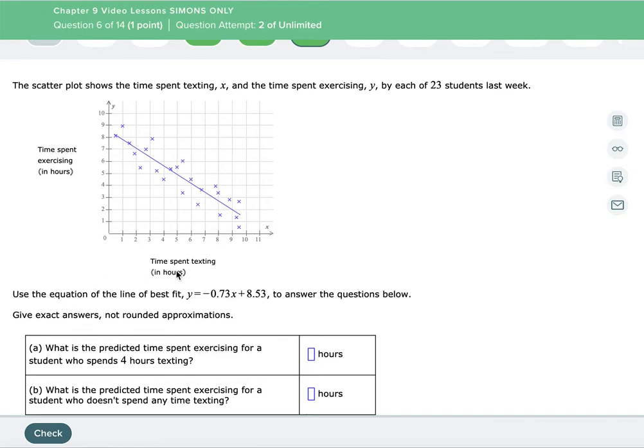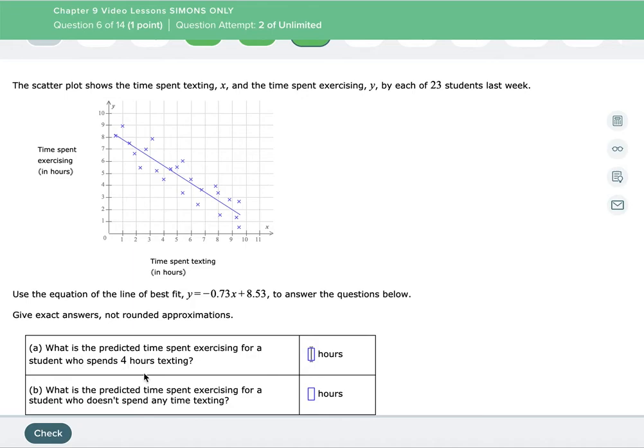All right, so now they're giving us an equation again. You can tell because it goes down, it has a negative slope, 0.73. So remember, that's your unit rate, okay? And then this positive 8.53 is where it crosses the y-axis. And remember, where it crosses the y-axis is where your x is 0.